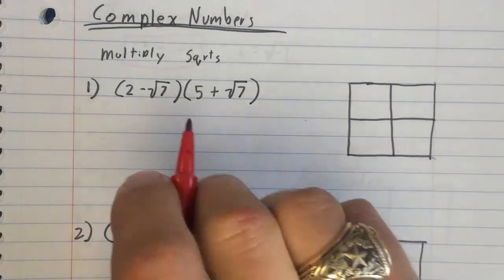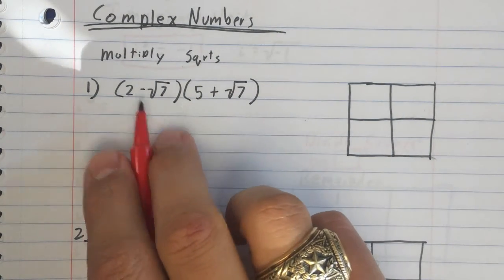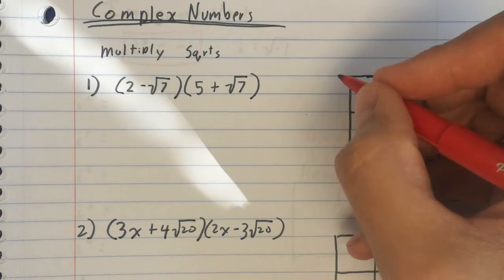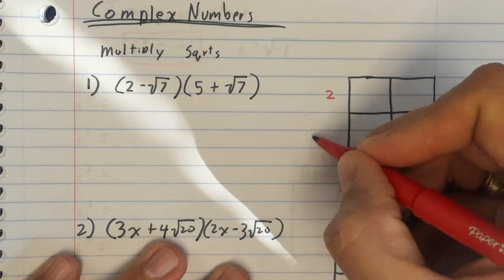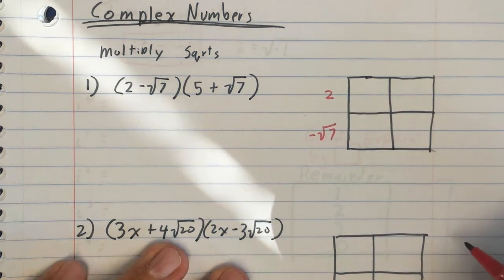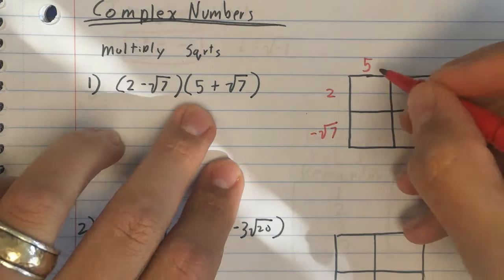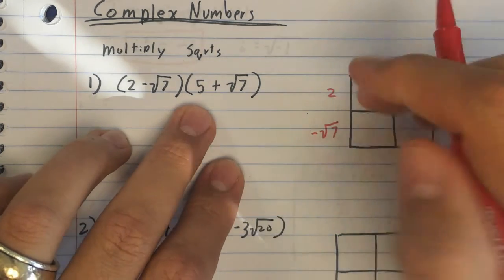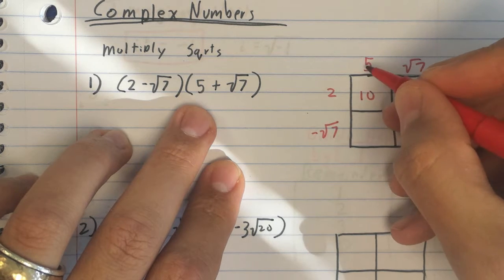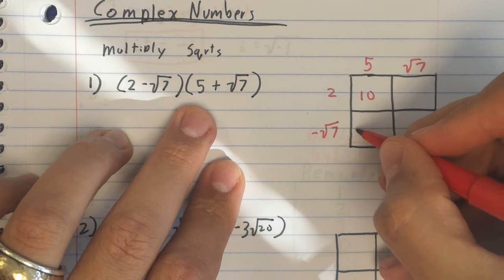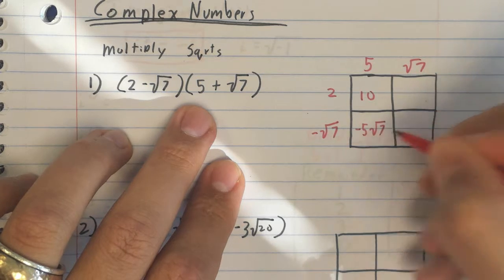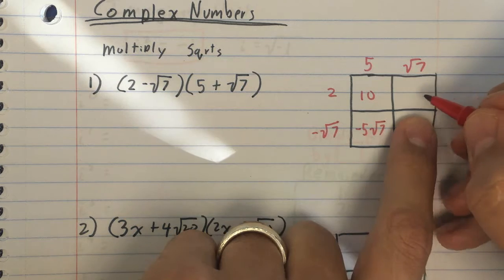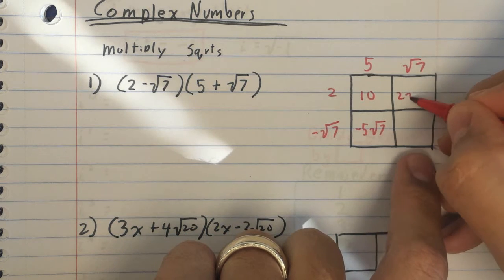So let's multiply these complex numbers right here. We're going to set this up just like a binomial times a binomial. We have 2 and negative square root of 7 right there. Here we have 5 and square root of 7 on top. Now we multiply. 5 times 2 is 10. 5 times negative square root of 7 is negative 5 square root of 7. And then the top right box, 2 times square root of 7.